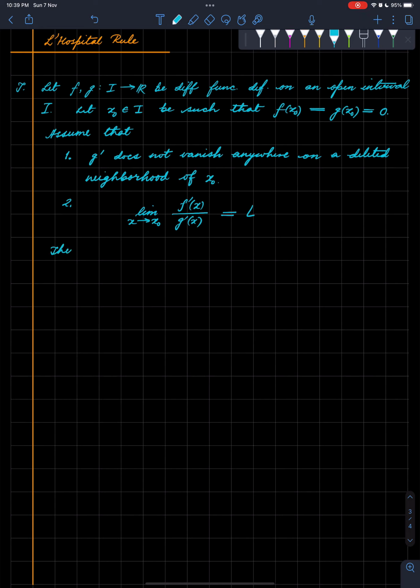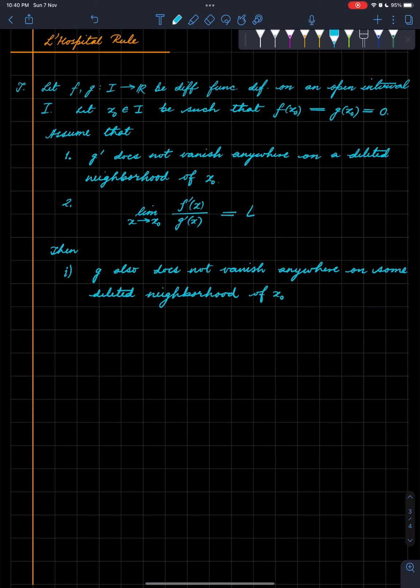So the conclusion is that then g also does not vanish anywhere on some deleted neighborhood of x0, and this limit is L.